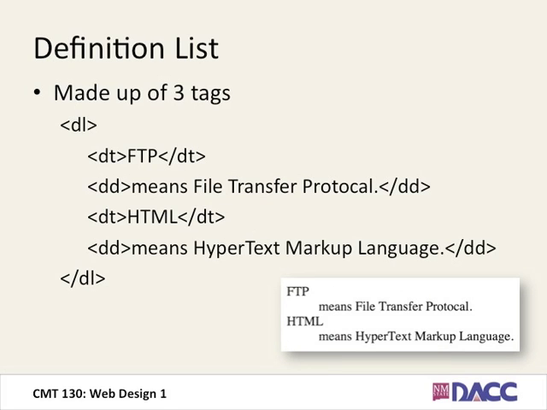A definition list uses three tags. The DL element opens and closes the definition list. The DT element contains the term you want to define, and the DD contains the definition of that term. The example here contains two terms and two definitions. The default styling for a definition list indents the definition.